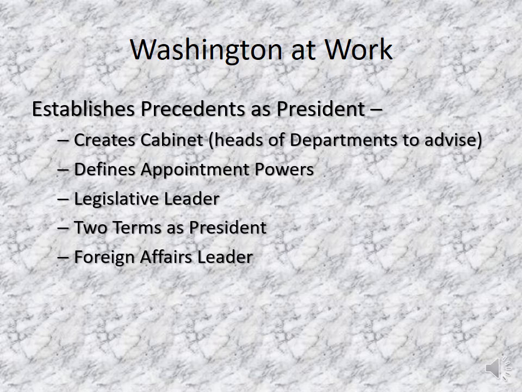Okay, he defined appointment powers, meaning that the president does appoint or select a lot of people in positions within his cabinet, which we just talked about, or the departments, but also he appoints leaders who are ambassadors to other countries. He does appoint judges and those types of things. So George Washington kind of set that precedent.